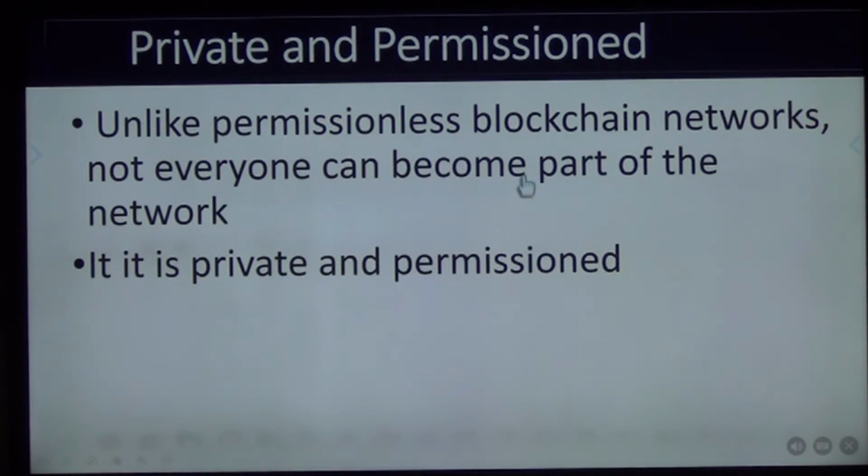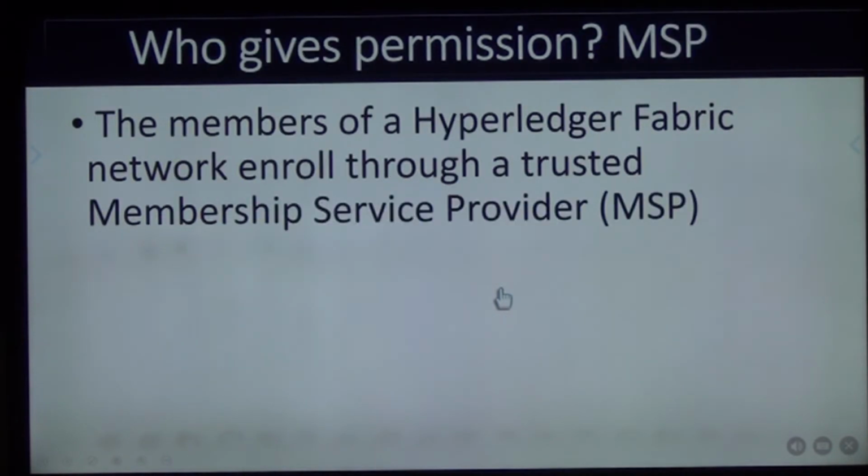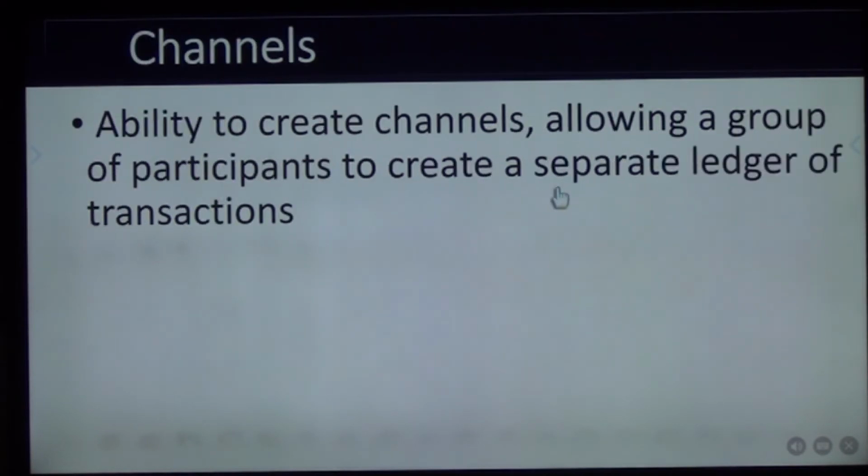So not everyone can become part of the network. It is a private and permissioned blockchain. The members of the Hyperledger Fabric network enroll through a trusted membership service provider. So there is this node, and only that node can add who should be part of the network. Okay? He is like a system administrator. He will say, okay, registrar office, come in, this office, come in. Student affairs, no, you are not required, so stay out. So he basically adds people in the blockchain node.